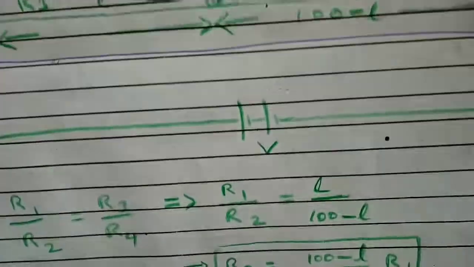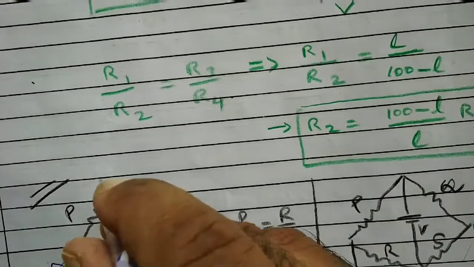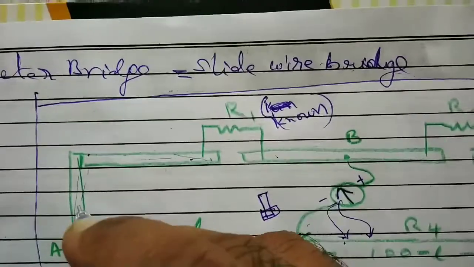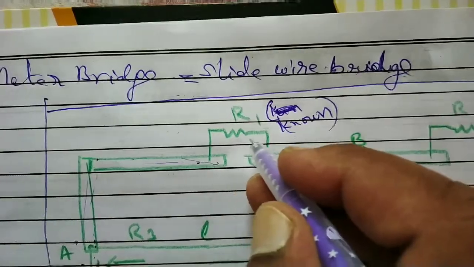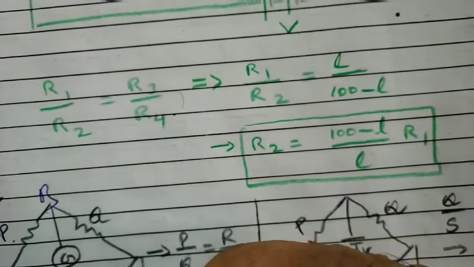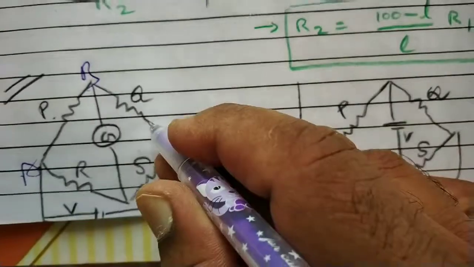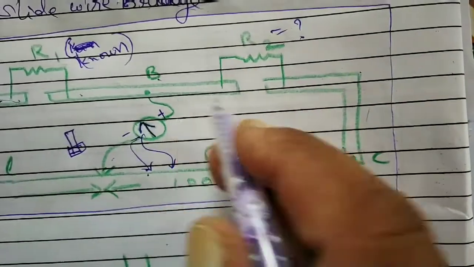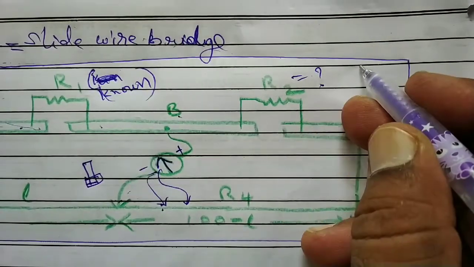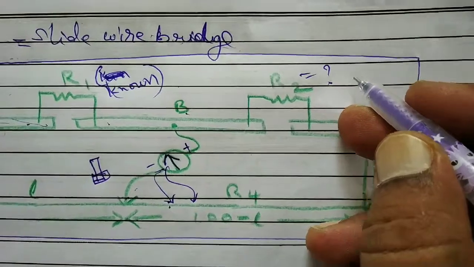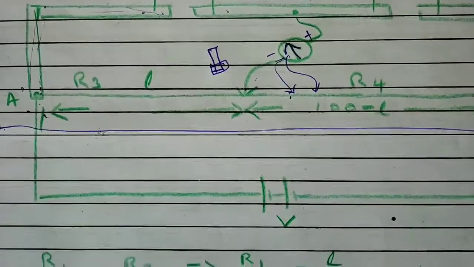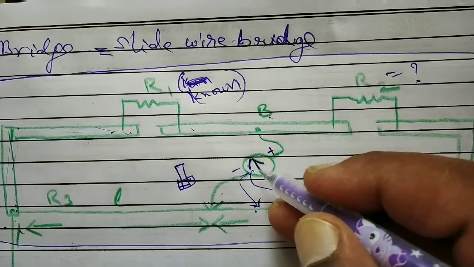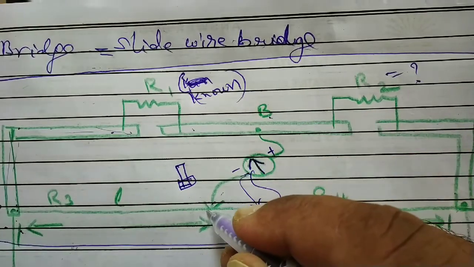This is R1, between A and B. Between A and B, here we call it P resistor, but here we are calling A to B resistor R1. And between B and C, the resistance is Q. So between B and C, the resistance is R2, which is the unknown resistance whose value we have to find. And between B and D, there is a galvanometer. So this is B, galvanometer, and D, this is point D.